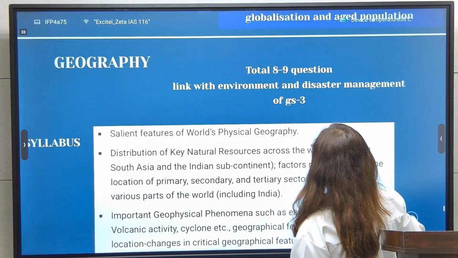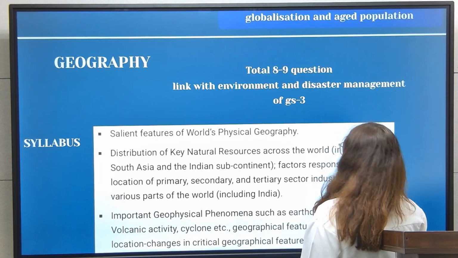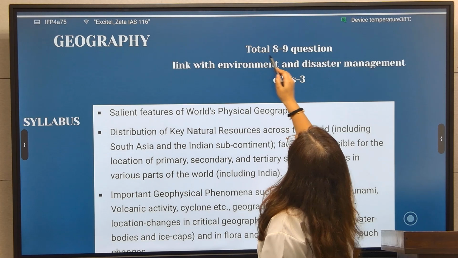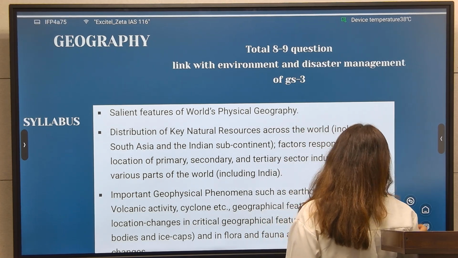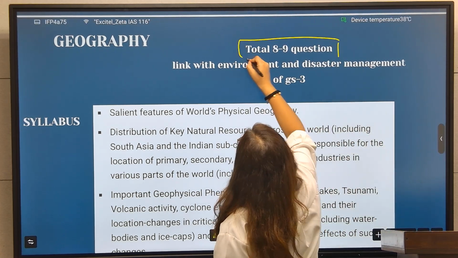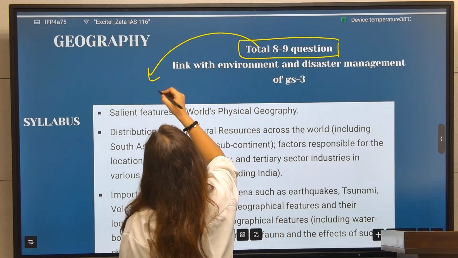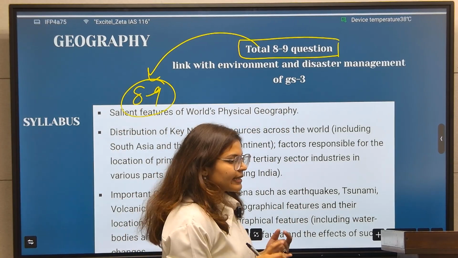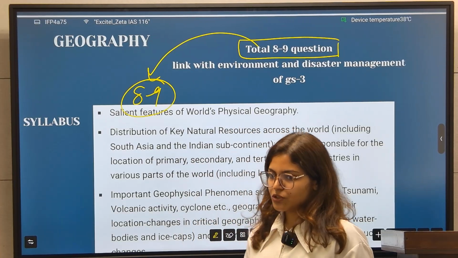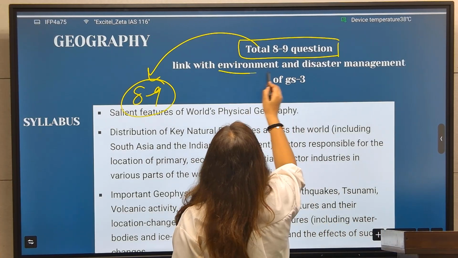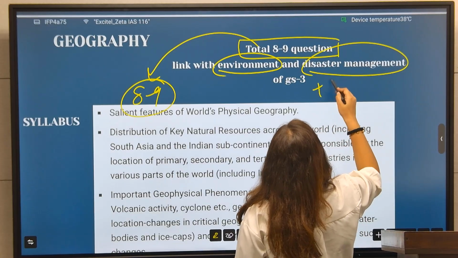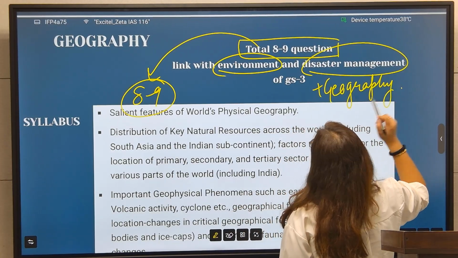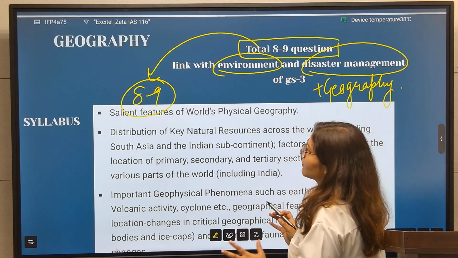Now come to the geography part. So in geography, 8 to 9 questions are asked by UPSC from the geography part. So a very big chunk, 8 to 9 questions. Geography is linked with environment and disaster management. So these three subjects, environment, disaster management and geography, you have to study simultaneously because these three subjects are interlinked.